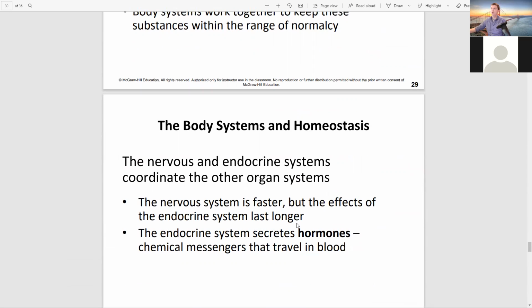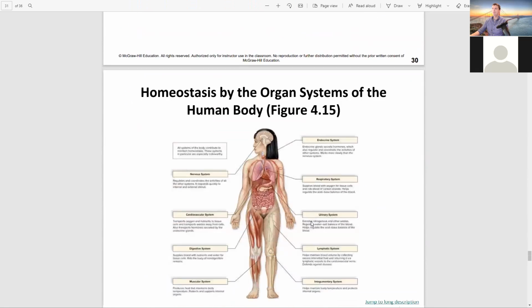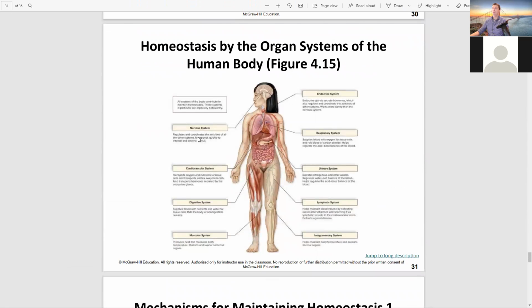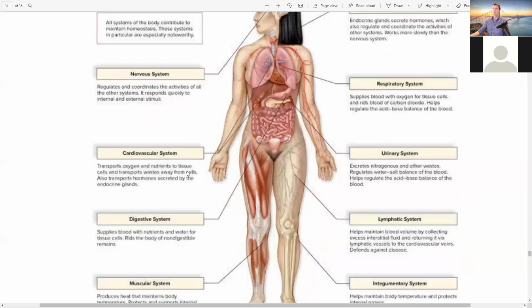So the body systems and homeostasis, the nervous and endocrine systems coordinate the other organ systems. So the nervous system is faster, but the effects of the endocrine system last longer. The endocrine system secretes hormones, which are chemical messengers that travel in the blood. So we're going to go through all the organ systems that contribute to homeostasis. So the nervous system regulates and coordinates the activities of all the other systems. It responds quickly to internal and external stimuli.